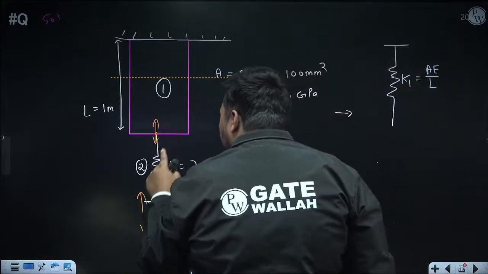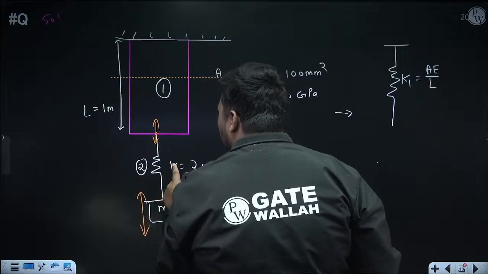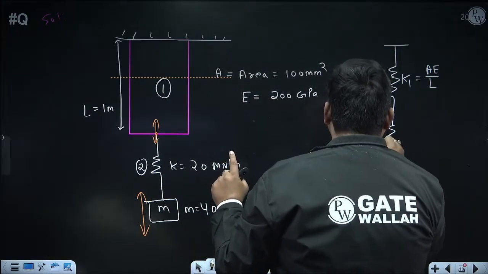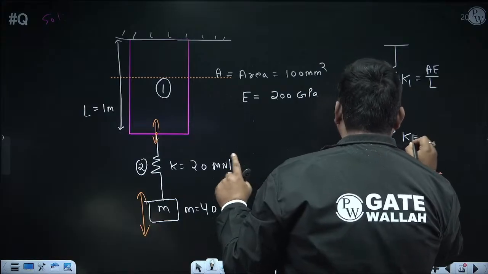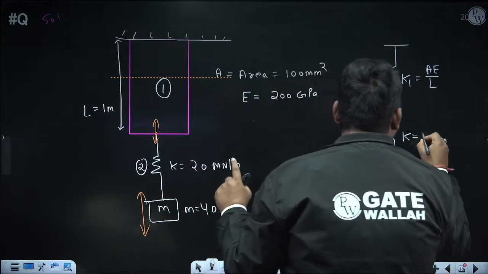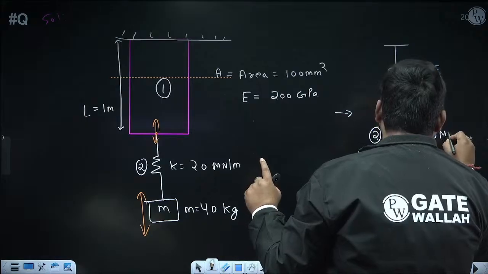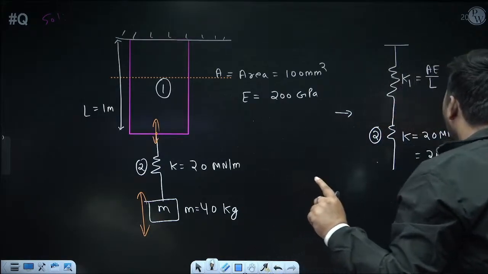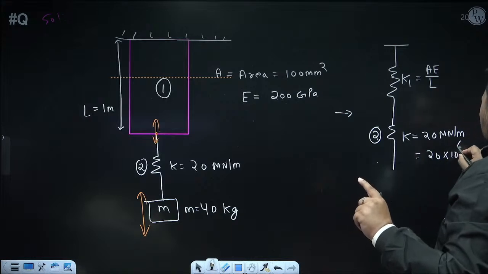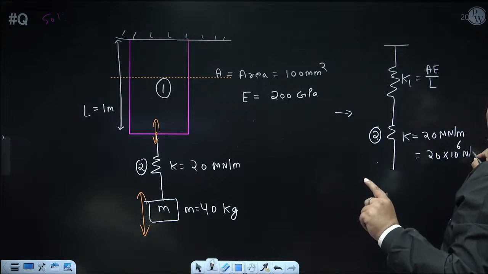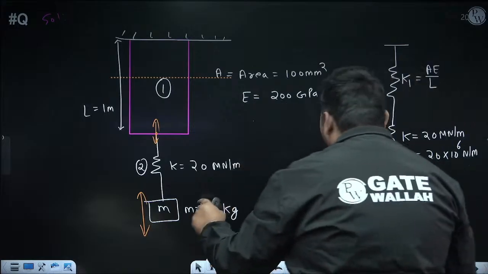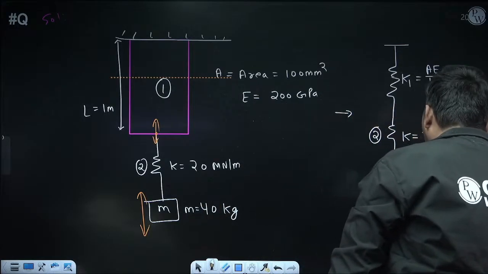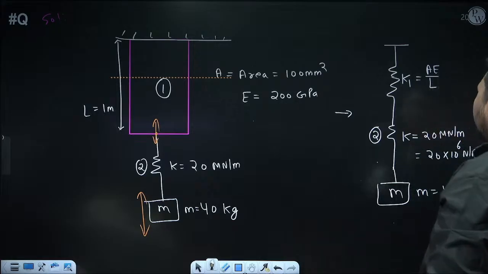Now below this bar, a spring is attached, whose stiffness is K, given in the question. I am referring to it as spring 2, whose stiffness is K. It is already given: 20 mega Newton per meter. In Newton per meter, 1 mega Newton is 10 to the power 6, so 20 into 10 to the 6 Newton per meter. Now below this, a mass is attached, M, and the value of M is 40 kg. So this is the equivalent diagram.